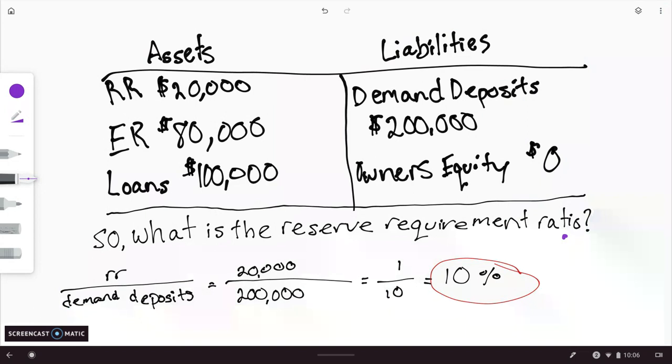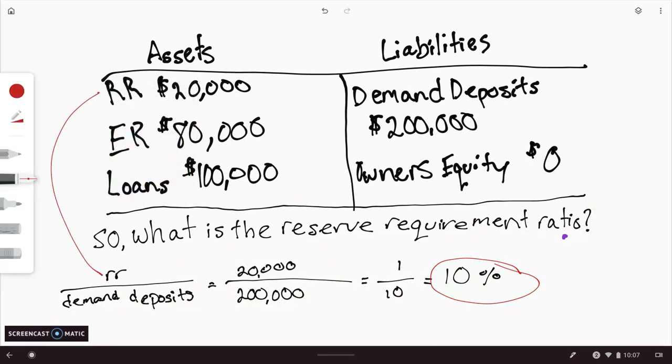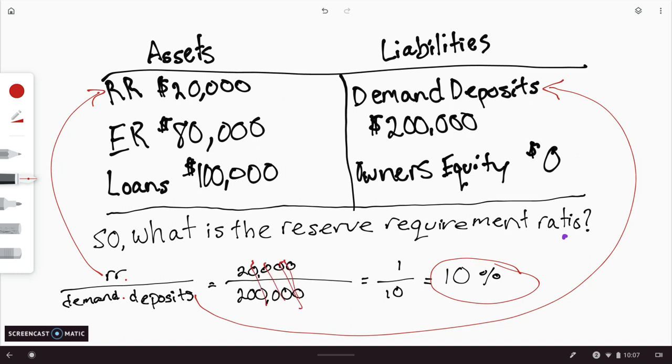So the main question that I think this person had is how do we find the reserve requirement ratio given this information? So what you want to do is take the reserve requirement, so that's right here, and your demand deposits, which are over here. You're going to divide reserve requirements by demand deposits. So we're doing 20,000 divided by 200,000. And if you simplify that, you can cross out these zeros and you end up with 2 over 20. 2 over 20 can be simplified to 1 over 10. And then you get 10% as your reserve requirement.